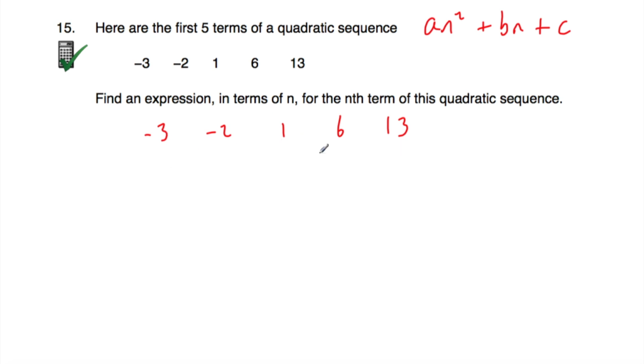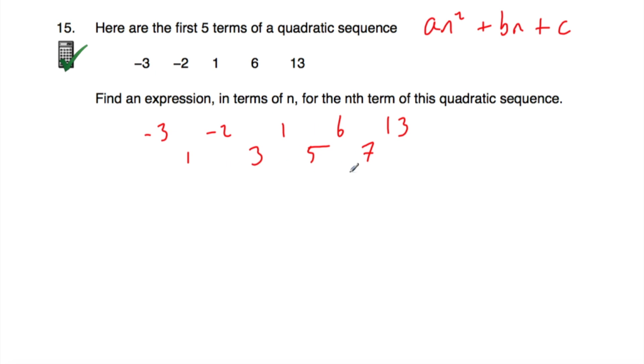Let's see what we're adding each time. To get from negative 3 to negative 2, we would add 1. To get from negative 2 to 1, we would add 3. To get from 1 to 6, we'd add 5. And to get from 6 to 13, we would add 7. So that means our first differences are 1, 3, 5, 7.